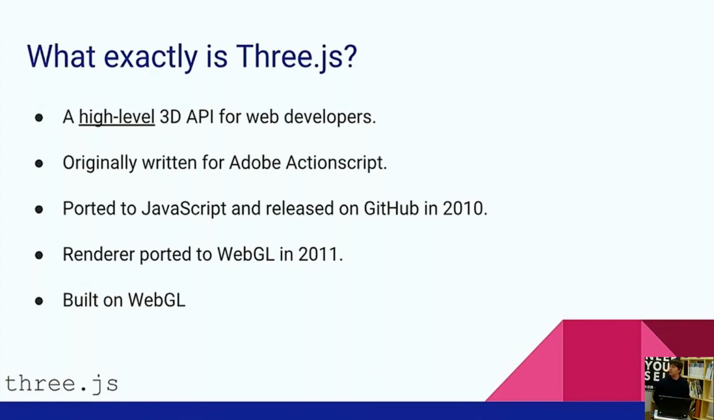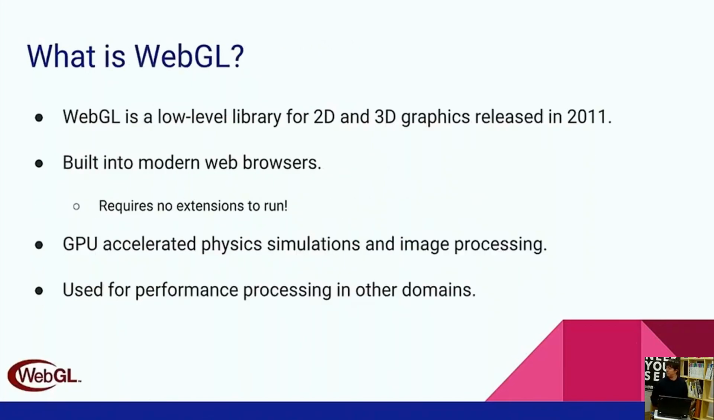Okay. So let's step back a second. What exactly is Three.js? It's a high-level 3D API for web pages. High level means that you don't have to think about the minutia of how 3D is working. If you use OpenGL, you have to think about each point. And with Three.js, you don't. It was originally written for Adobe ActionScript, and it was ported to JavaScript and released on GitHub in 2010. And in 2011, WebGL came out, and the renderer was ported to that. And it is built on WebGL.